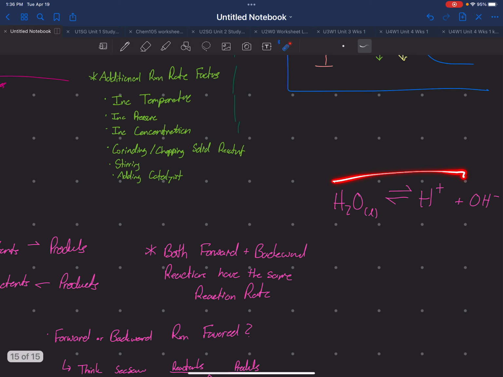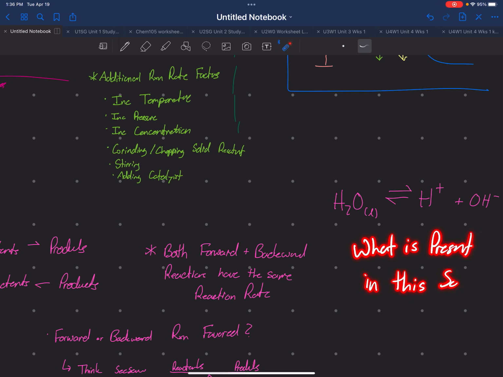So we know that there's a forward reaction as well as a backward reaction, right? So in a sample, if they ask what is present in this sample, well, the answer would be everything, right? Because it can go both forward and backwards. So you're going to have some of both.